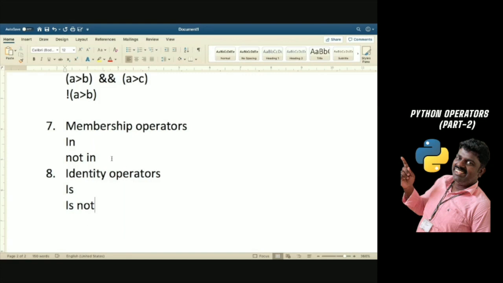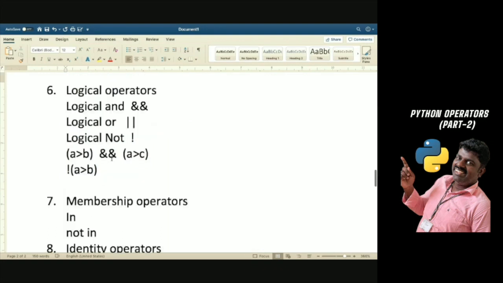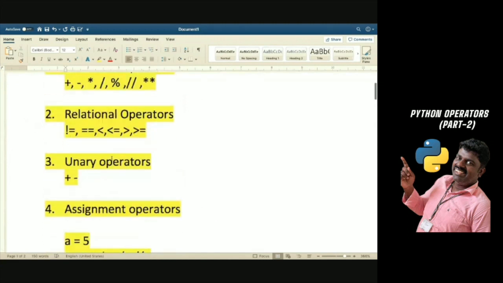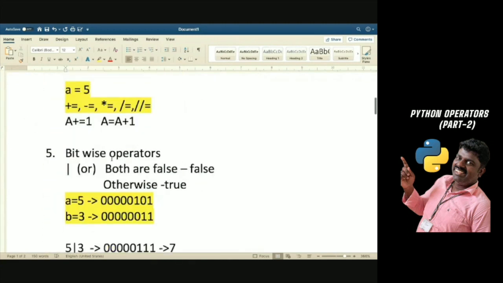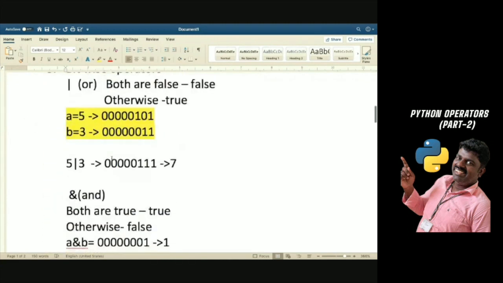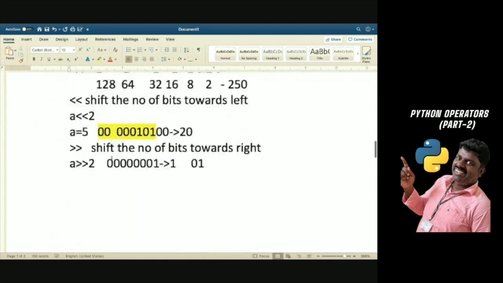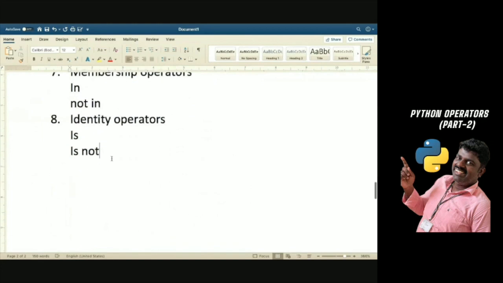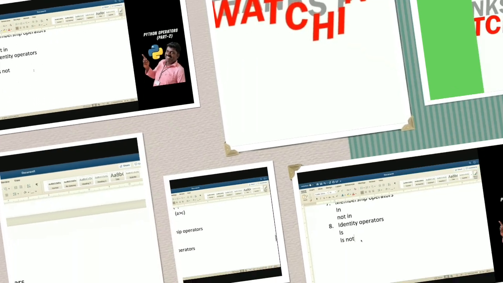So I hope you all understood today's portion. We have just looked at 8 different types of operators. As a recap: arithmetic operators, relational operators, unary operators, assignment operators, bitwise operators, logical operators, then membership operators, and finally identity operators.